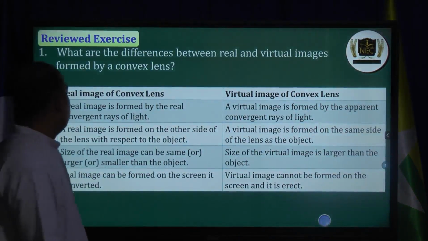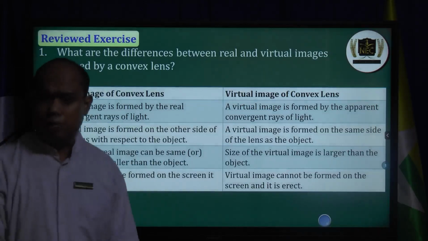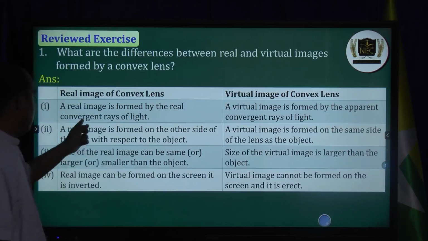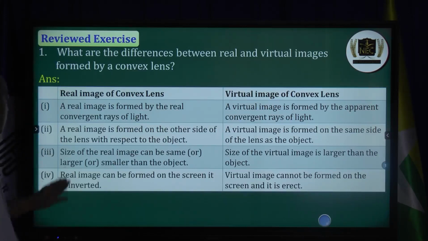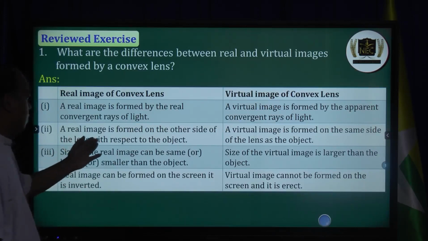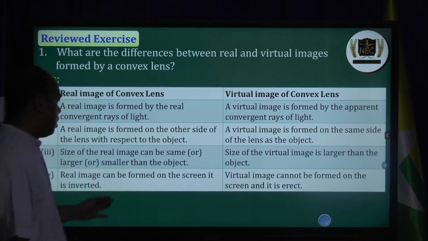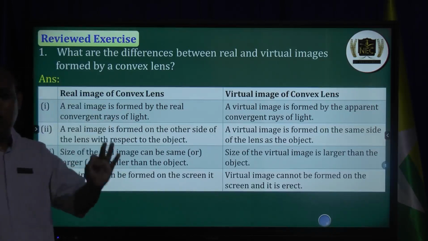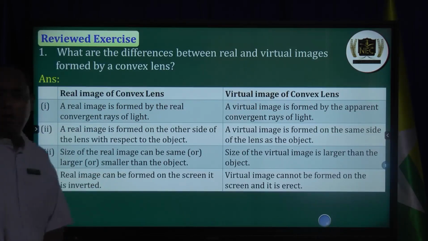Review exercise: what are the differences between real and virtual images? A real image is formed by the real convergence of rays. Number 1, a real image is formed on the other side of the lens with respect to the object. The size of the real image can be the same, larger, or smaller than the object. A real image can be found on a screen.